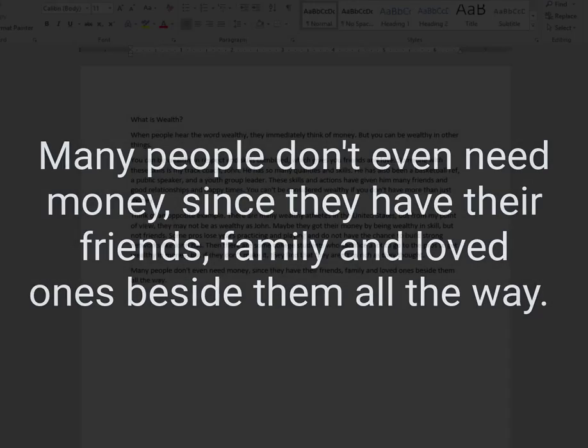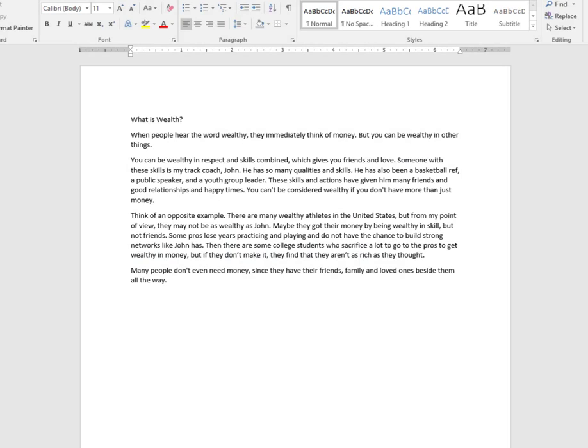Conclusion: "Many people don't even need money since they have their friends, family, and loved ones beside them all the way." So that conclusion feels like a conclusion. It does wrap up the ideas presented in this short piece. I'd probably like to see something 2 to 3 sentences at least in the wrap-up. But again, you're going to be writing in an informal way under some time pressure.